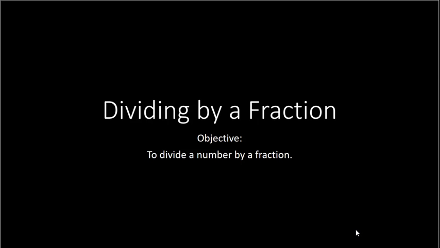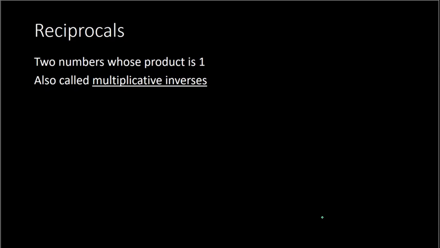In this video, you will learn how to divide by a fraction. Now, to understand how to divide by a fraction, we first must understand what a reciprocal is. A reciprocal, by definition, is two numbers whose product equals 1, meaning when you multiply the two numbers, it equals 1. Another name for this is the multiplicative inverse.